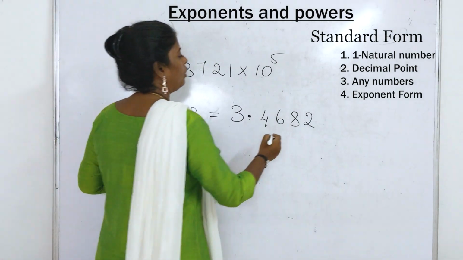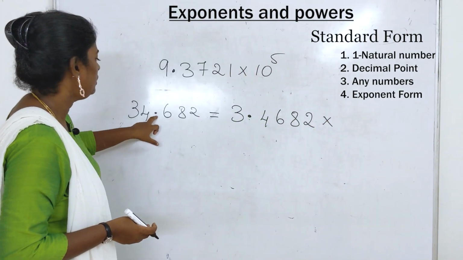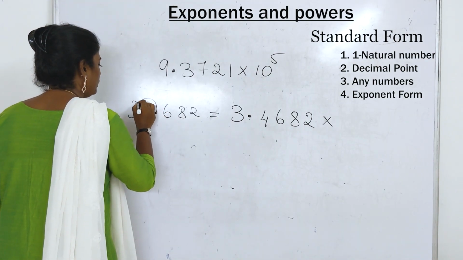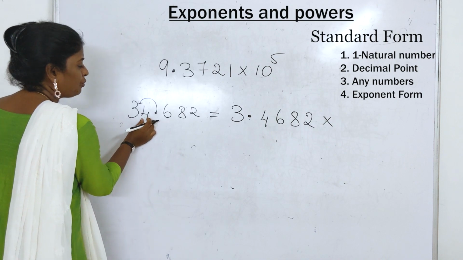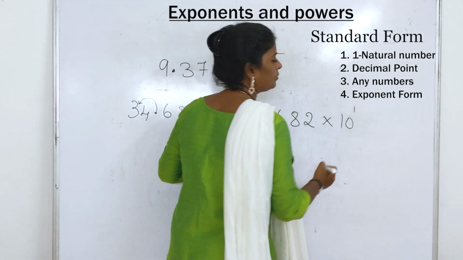And how many places are we shifting the decimal point? We are shifting the decimal point by one place. That number is 1, so we have to write 10 to the power 1.